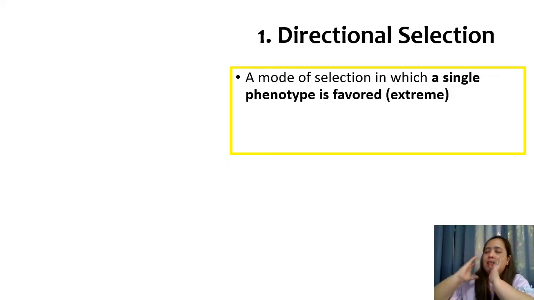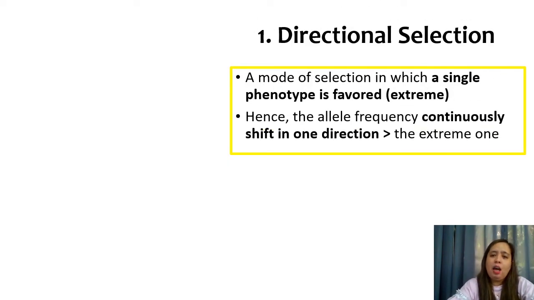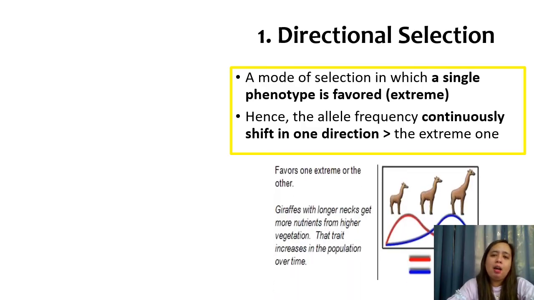A single extreme phenotype is favored. So hence, the allele frequency continues to shift in one direction only, the extreme one. That is why it is called directional selection. For example, the giraffe. Remember what we have talked about on Lamarck's theory on why we have longer legs and longer neck giraffes.